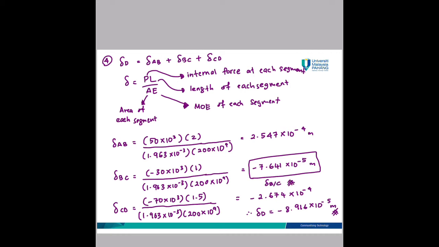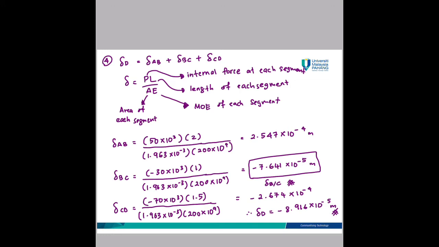Please remember, the important thing here is your calculation for internal forces at each segment. Students usually just take the applied force. Applied force, as I mentioned, is not in equilibrium state. That's why we did not consider the applied force. You need to consider the internal force. How to calculate the internal force?